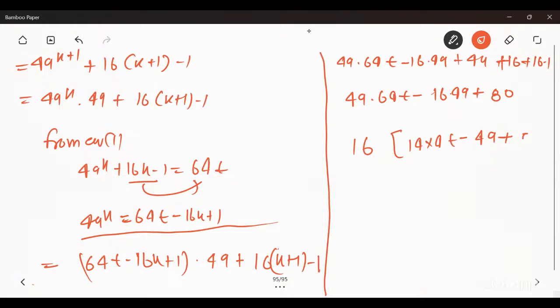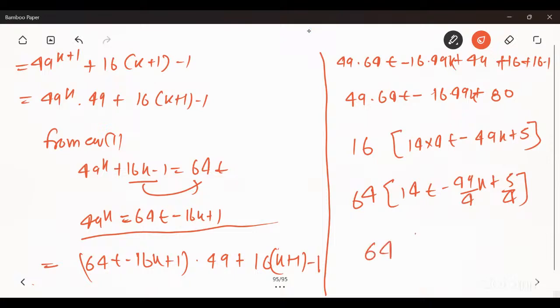16 into 49k also there. So 49k plus 5k plus 5. Now if you take 4 common, so you will get 64 into 4t minus 49 by 4k plus 5 by 4, means 64 into any integer. Okay, that means pk plus 1 is also divisible by 64.